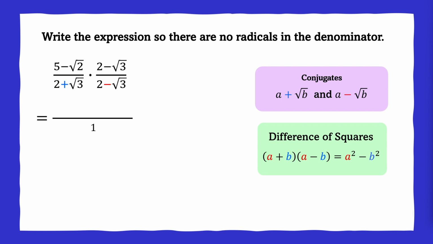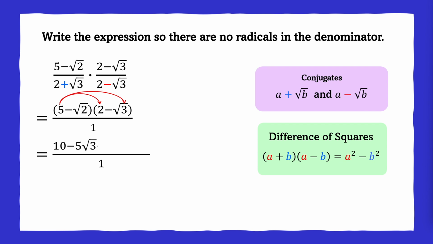For the top, we multiply 5 minus the square root of 2 by 2 minus the square root of 3. To do this, we use the distributive property, also called the FOIL method. First, we multiply the first terms, which gives 10. Then we multiply the outside terms, which gives negative 5 times the square root of 3. Next, we multiply the inside terms, which gives negative 2 times the square root of 2. Finally, we multiply the last terms, which gives the square root of 6. Since none of these terms are alike, we cannot combine them any further.